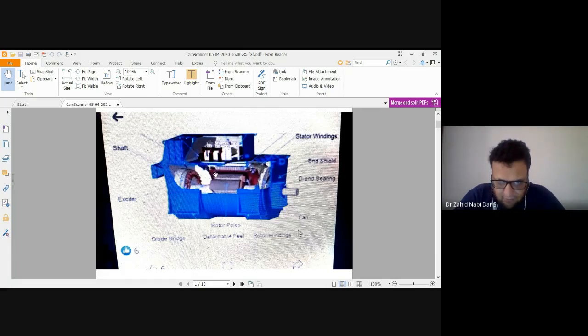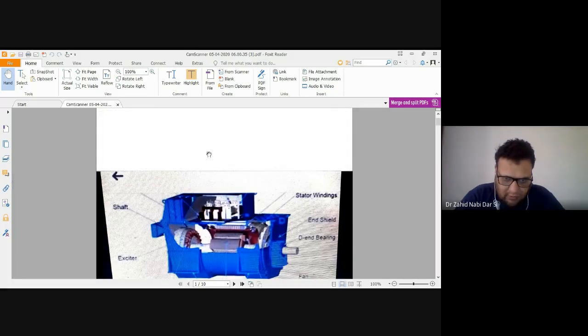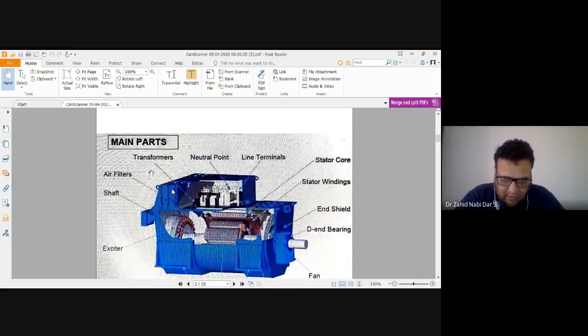From the stator winding, what is happening? Because of this field, you are getting electricity, and this electricity you are transporting via transformer. So this is the basic operation of a synchronous generator.